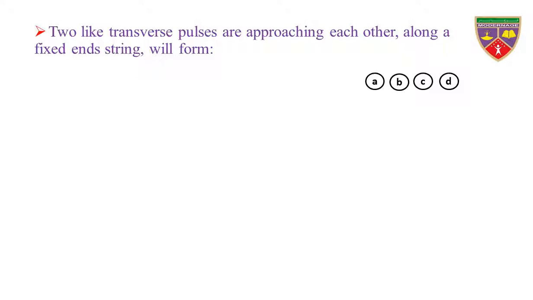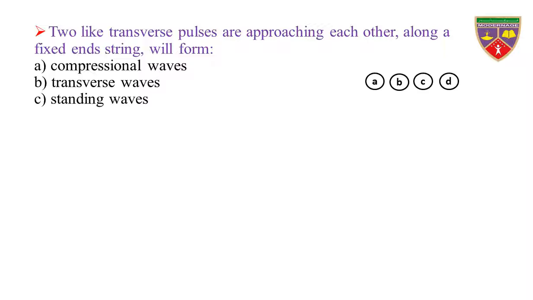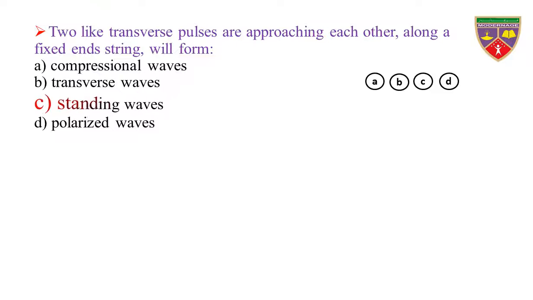Two like transverse pulses approaching each other along a fixed-end string will form option A, compression waves, option B, transverse waves, option C, standing waves, option D, polarized waves. The key is standing waves. Therefore, the correct option is C.